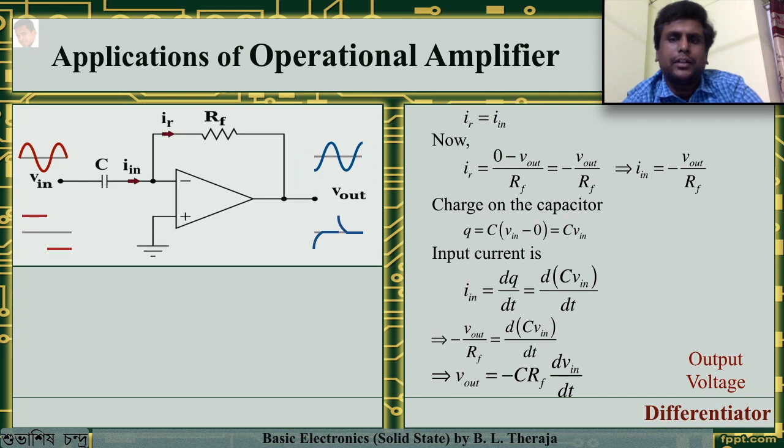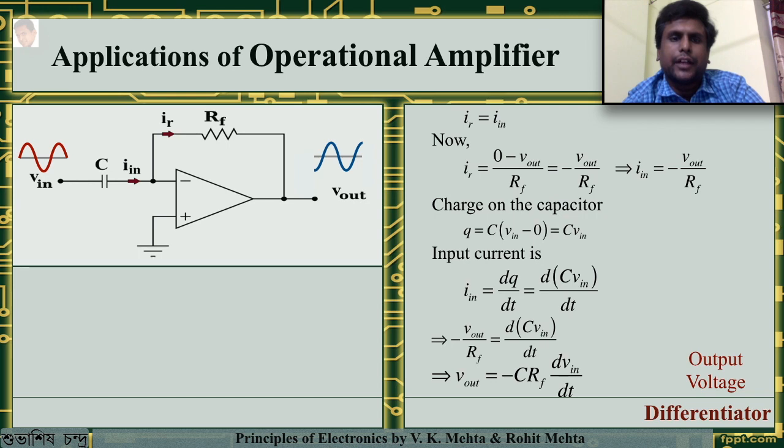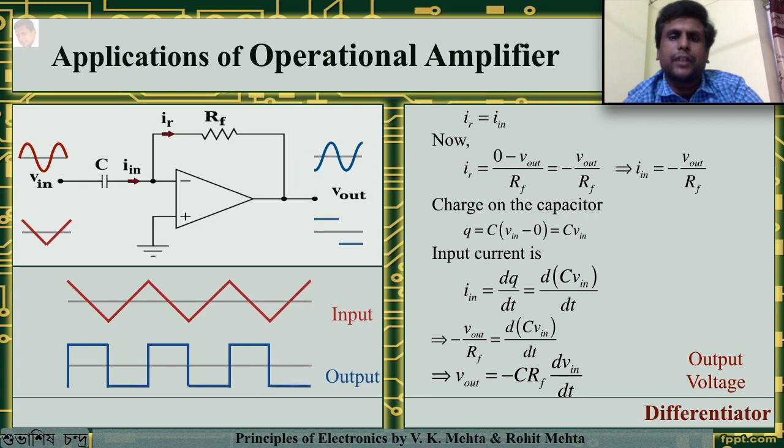So if you provide a square wave, you receive this kind of a spiked output waveform. Let us see what happens when we provide a triangular waveform to it. So again, we provide a negative going ramp, we receive a positive steady output voltage. If we give a positive going ramp, we receive a negative steady voltage. That is, if we provide a triangular wave, we receive a square wave.